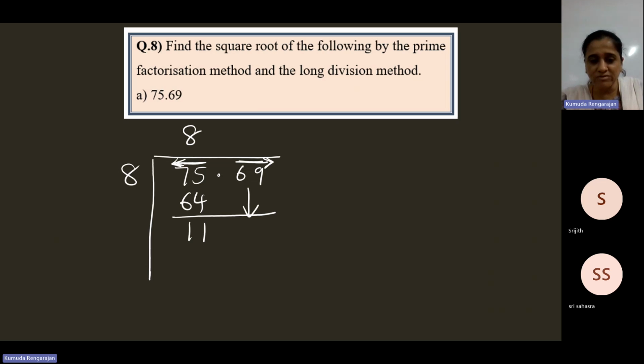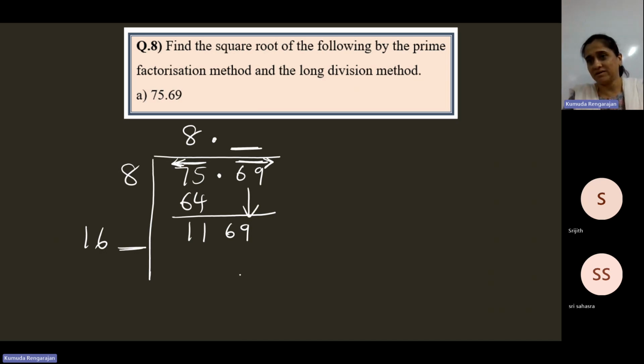The next pair which comes down, but there's a decimal point here. So place a decimal point here and then bring the next pair down. You understand? This pair which comes down is after the decimal point. So place the decimal point in the quotient and then bring that next pair down. Now again double the quotient. 8 twos are 16. Now, whatever digit you place here, you must place the same digit here.